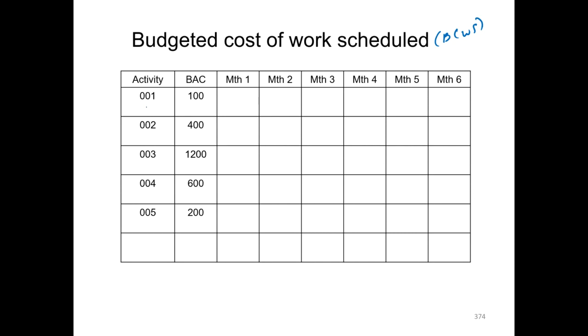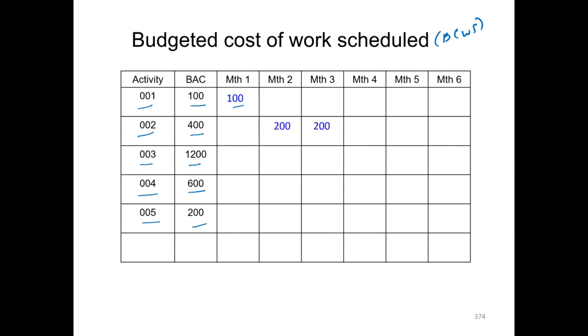So for activity 1, we were given in a previous slide the total budgetary allocation was 100,000. For activity 2, it was 400. Activity 3, it was 1200. Activity 4, it was 600, and activity 5, it was 200. Now, in terms of how these funds have to be used, we were told that activity 1 would start in the first month and finish, so all the money will be spent in the first month.